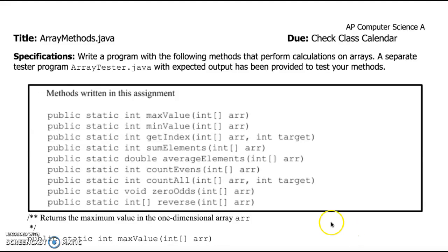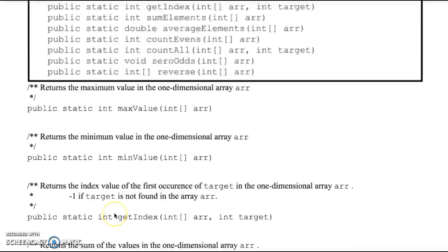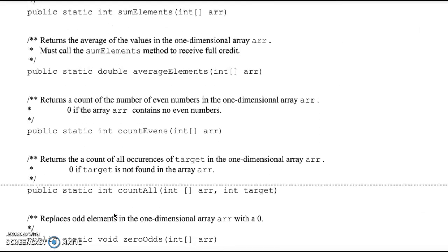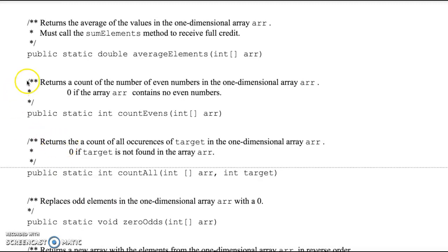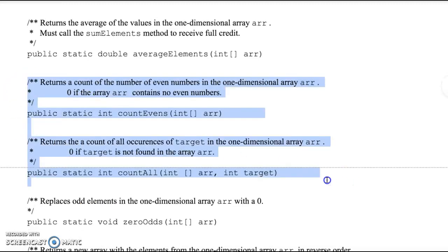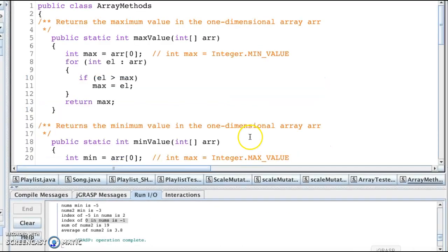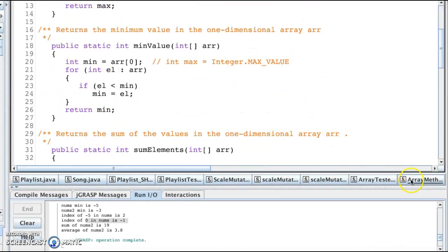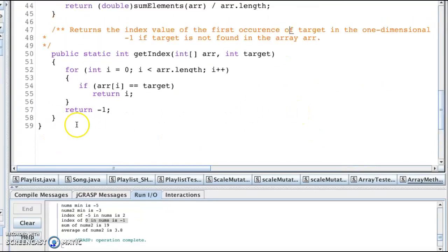In this video, we've finished all these. So in this video, I'm going to work on the countEvens and the countAll methods. So first, I'm going to go find the method headers for those. I'm going to copy that. And I'm going to add that to my Array Methods program here.